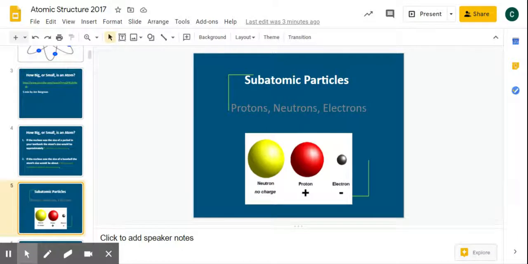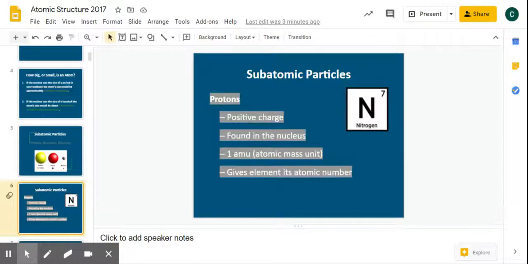We're going to talk about subatomic particles next. You've probably heard a little bit about these from your seventh grade science class: protons, neutrons, and electrons. These are the major drivers of identity and of the interactions that go on between atoms. Everything in gray you will want to take down. These are going to be your physical notes that you will turn in at the end of the week. You'll have two parts. This is part one.